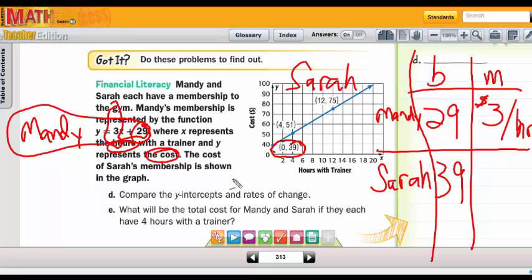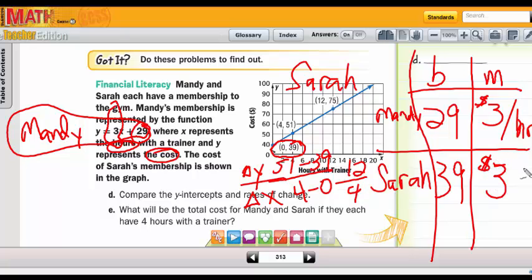And for Sarah, we're going to do the same thing. We're going to do our change in Y over change in X. And our change in Y is right here. Remember, the second number in each of these coordinates is always Y. It went 51 minus 39, and it went from 0 to 4, so 4 minus 0. So 51 minus 39, well, we could say 50 minus 40 is 11, minus 1 more would be 12 over 4, and we can reduce 12 over 4 to 3.